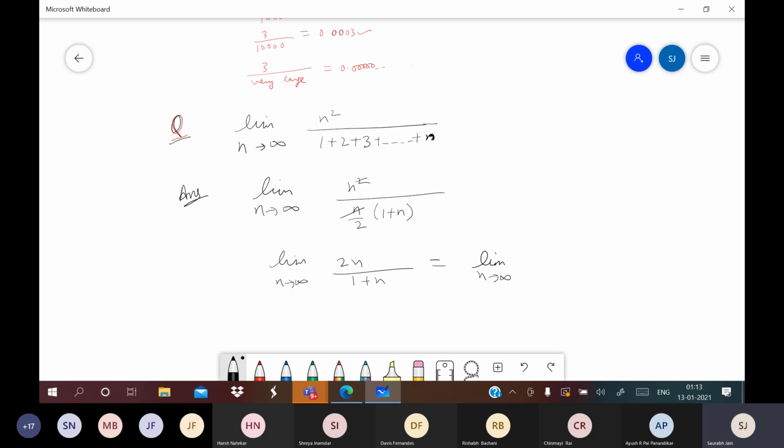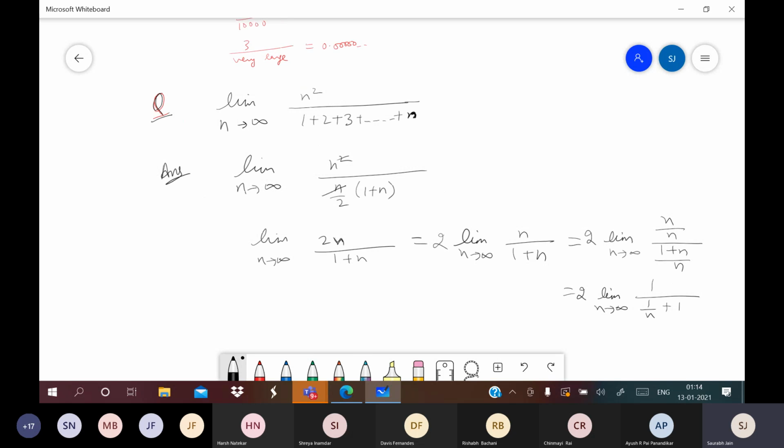Now if you want, you can take 2 outside. Remember that property, a constant can be taken outside if it is present in multiplication. Now what else? It is n upon n plus 1. So you will divide numerator and denominator by n only. That is the highest term present. Split it, you will get the answer. n by n is 1. Here it is 1 by n plus n by n. Now you put n as infinity, so 1 by infinity will be 0 and the result will be 2. So, for questions based on infinity by infinity, remember this.